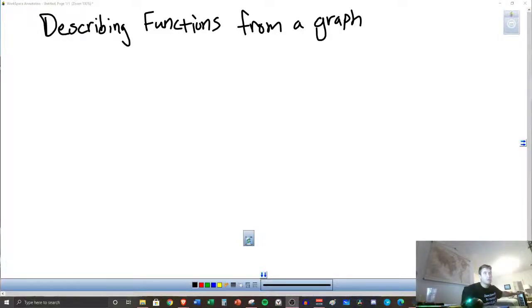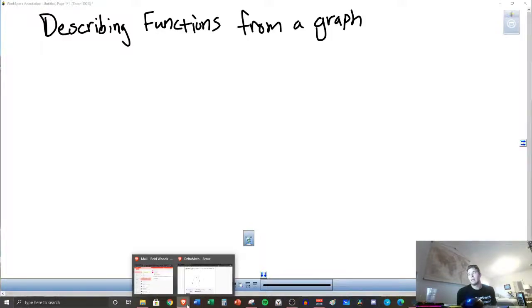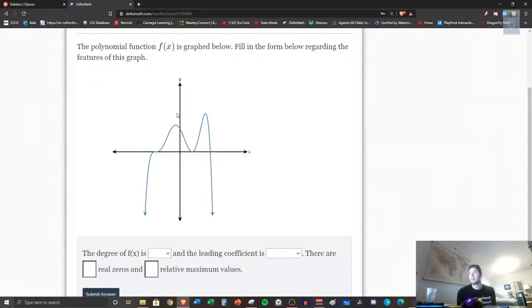Today we are going to be talking about describing functions from a graph. Primarily what we're going to be focused on is the degree of a function and also its concavity. We already talked about that in the last lesson with end behavior, so keep those things in mind as we go through this. What you're going to be getting some practice on is this Delta Math assignment.